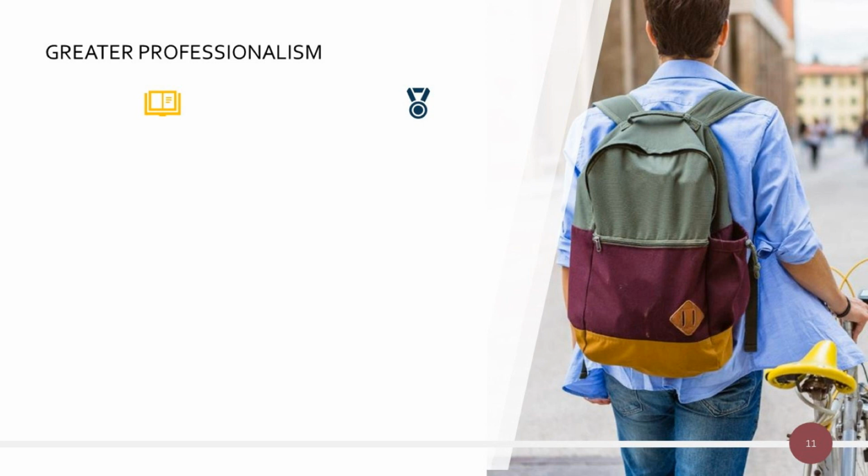Greater professionalism has also been encouraged by initiatives from educators themselves to study and improve their own practice. One way to do so, for example, is through something called action research, sometimes called teacher research, where you are researching what works and what doesn't work in a specific setting.